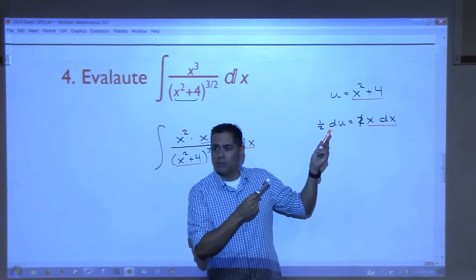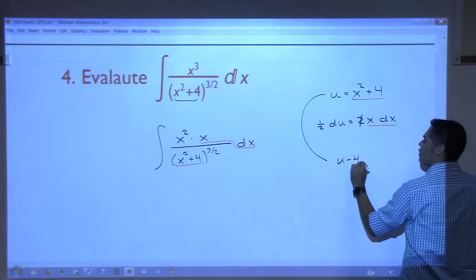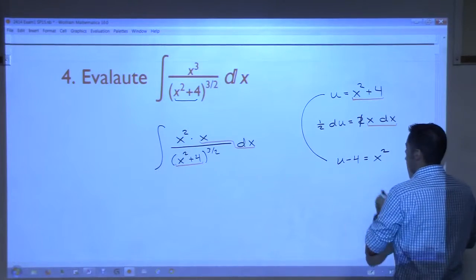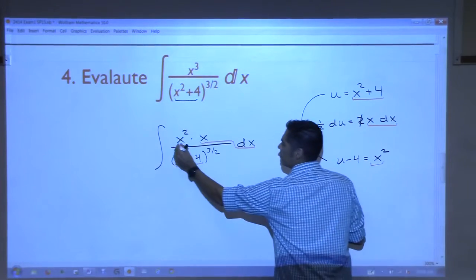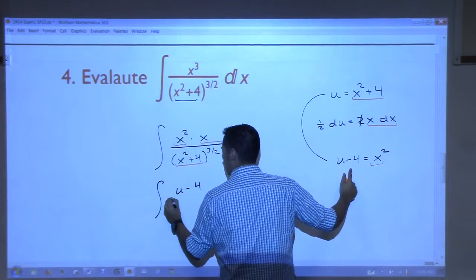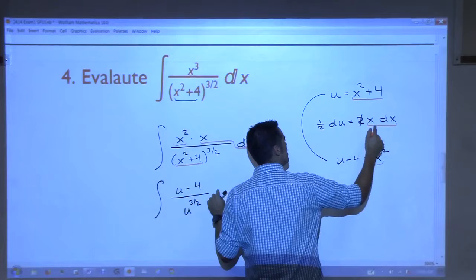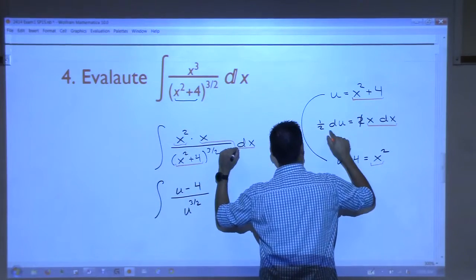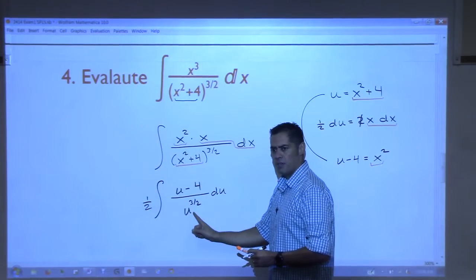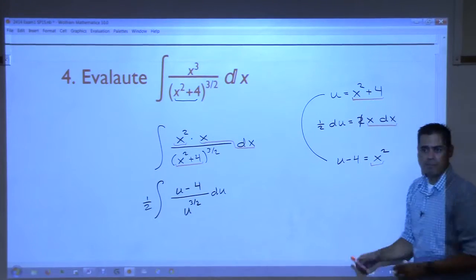Go back up to your, there you go. Yep, you can solve this for x squared. U minus 4 is x squared, right? Okay. So let's rewrite everything. We have this x squared taken care of, that's this. So we get x squared, which is u minus 4, over u to the 3 halves, and then x dx, this part right here, is 1/2 du. Bianca, you have 2 terms, and you have a single term. Split, right? And then rewrite these as powers of u, and then integrate up.